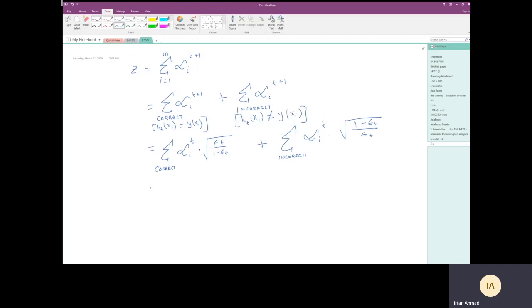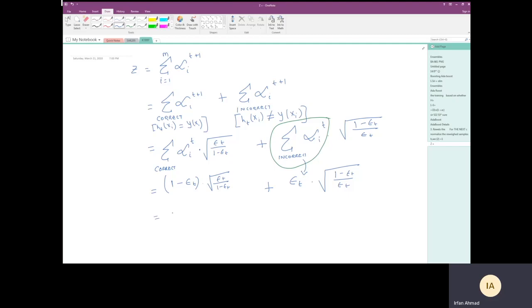Now, if you look at this, let's start with this one. What is this term here? What is the weighted sum of all the samples which were incorrectly classified? That's nothing but the error rate. So we say error rate times 1 minus the error rate over the error rate. Similarly, the weighted sum of the correctly classified samples is basically the opposite of the error rate, which is the accuracy. So 1 minus the error rate times the error rate over 1 minus error rate. Okay, these are the two things.